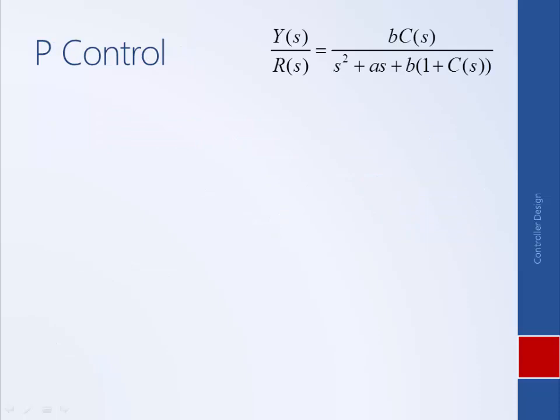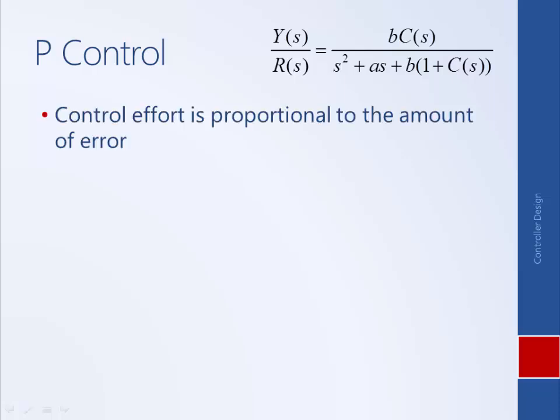So here again is the closed loop transfer function. The first type of controller we'll look at is simply P control. So of the three terms, it only has the P term. In a P controller, the control effort is proportional to the amount of error. So that's where the name comes from. Basically, the output of the controller is just some constant multiplied by the error. And so the bigger the error, the bigger the application of control. The smaller the error, the smaller the application of control.